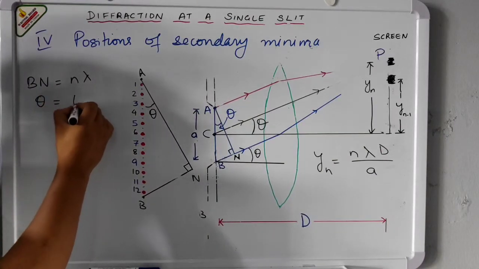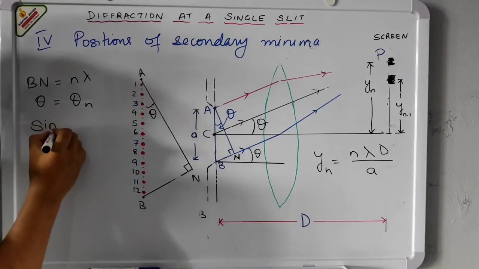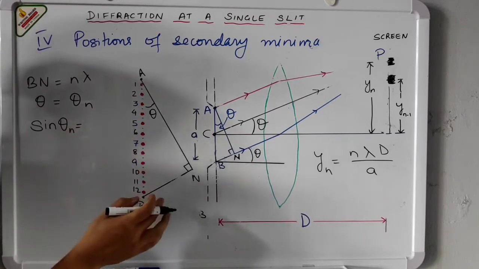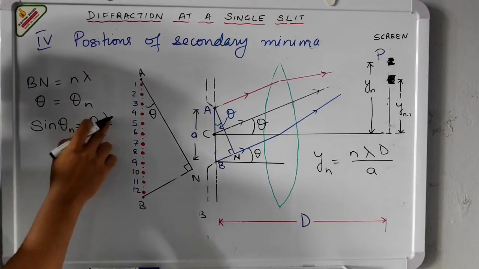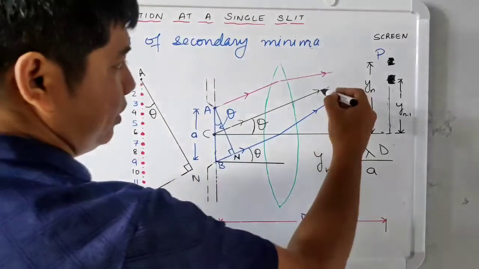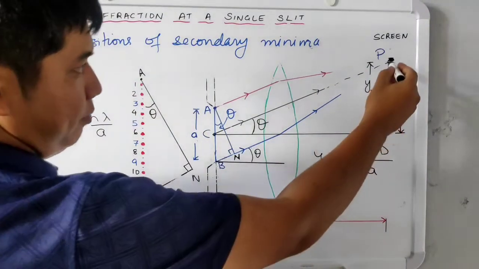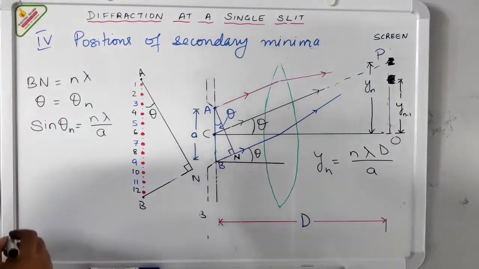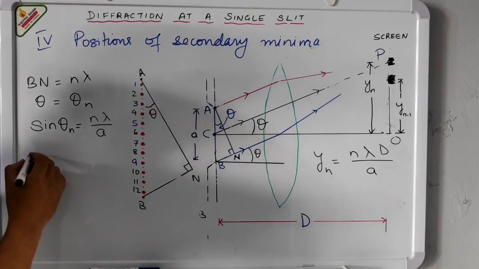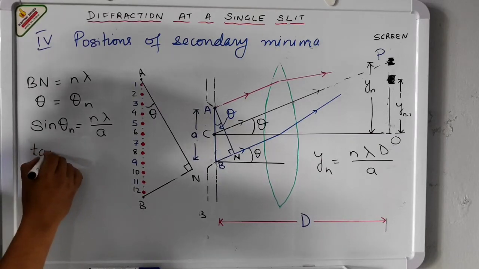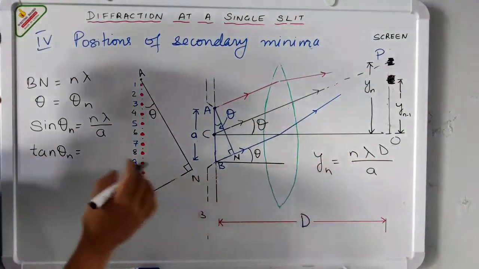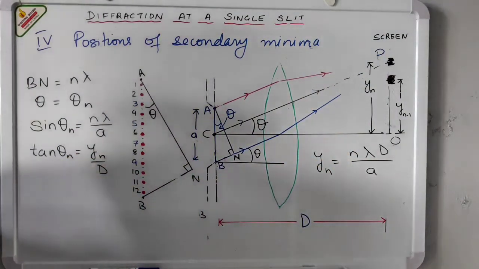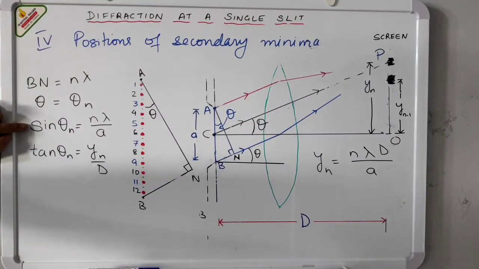For this condition, theta will be theta n. So sine theta n will be Bn by A, that is, sine theta n is n lambda by A. And if you look at this triangle POC, in triangle POC, let us write tan theta n. Tan theta n will be Yn by d. For small angles, sine theta n is nearly equal to theta n, and also tan theta n is nearly equal to theta n.